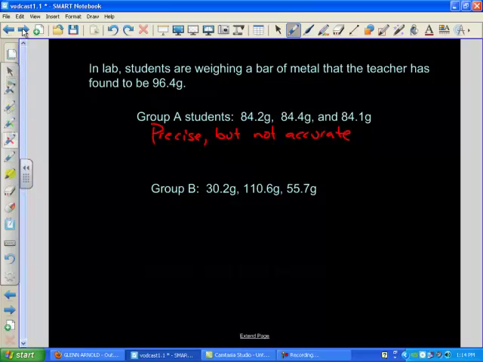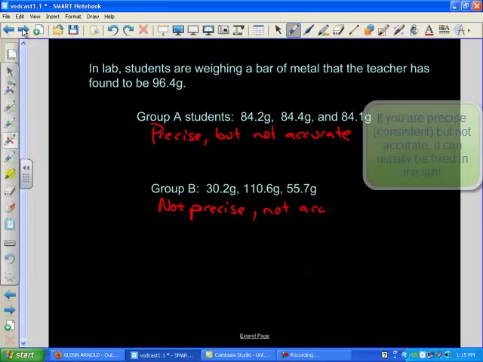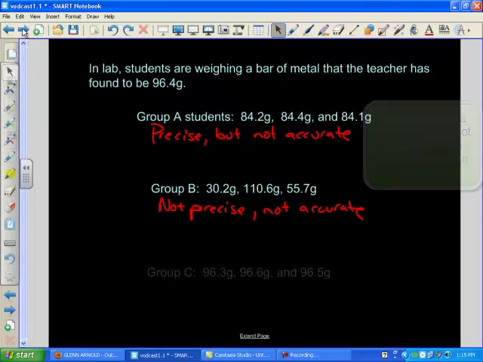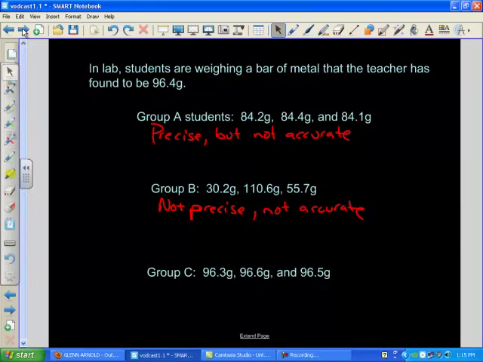Group B students, now you can see these are all over the place. And see, this brings up something pretty interesting. They're obviously not precise or accurate in this case, but what this brings up for us is that if your measurements are precise but not accurate, there's probably some sort of error in the way that you've done it. Like maybe these students weren't weighing part of what they should have weighed. They all got about the same thing, but it wasn't the right thing. And that's fixable. Group B, they're probably in pretty big trouble, neither precise nor accurate.